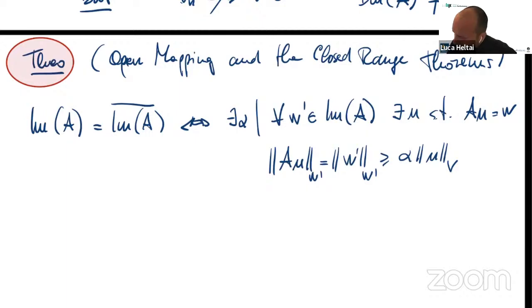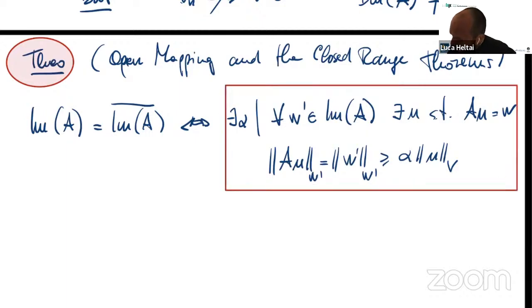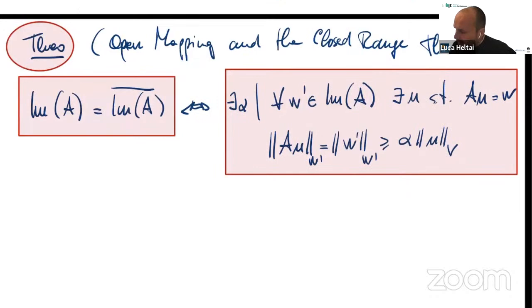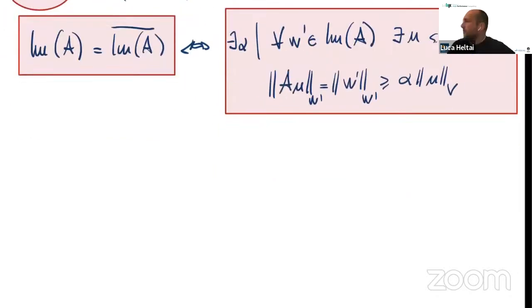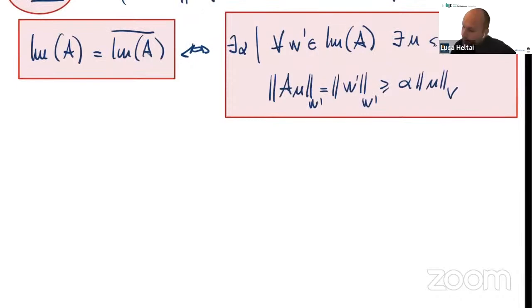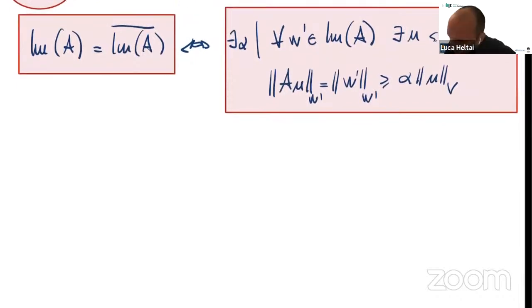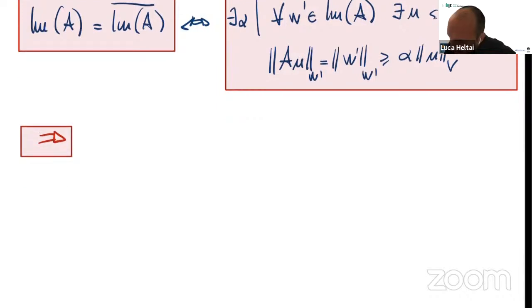And what this is telling you is that the property of being bounding is equivalent to the problem of asking that the image of A is closed. And now we will start by proving this, and then we will apply this to a couple of problems that are of interest for us. Okay, so let's start with the first implication. And the first implication is showing that if the image of A is closed, then what's written on the right is true.